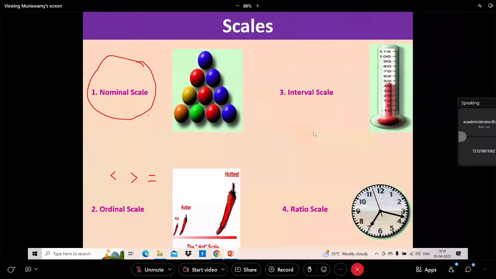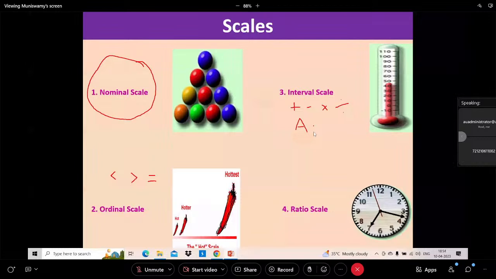For example, average age. The age values are 21, 22, 21, 24. Now I want to find out the average age of these. The average is 21 plus 22 plus 21 plus 24, divided by 4. So you will get an average. That means for this type of data, we are applying arithmetical operators. The ratio scale also applies arithmetic and logical operators.